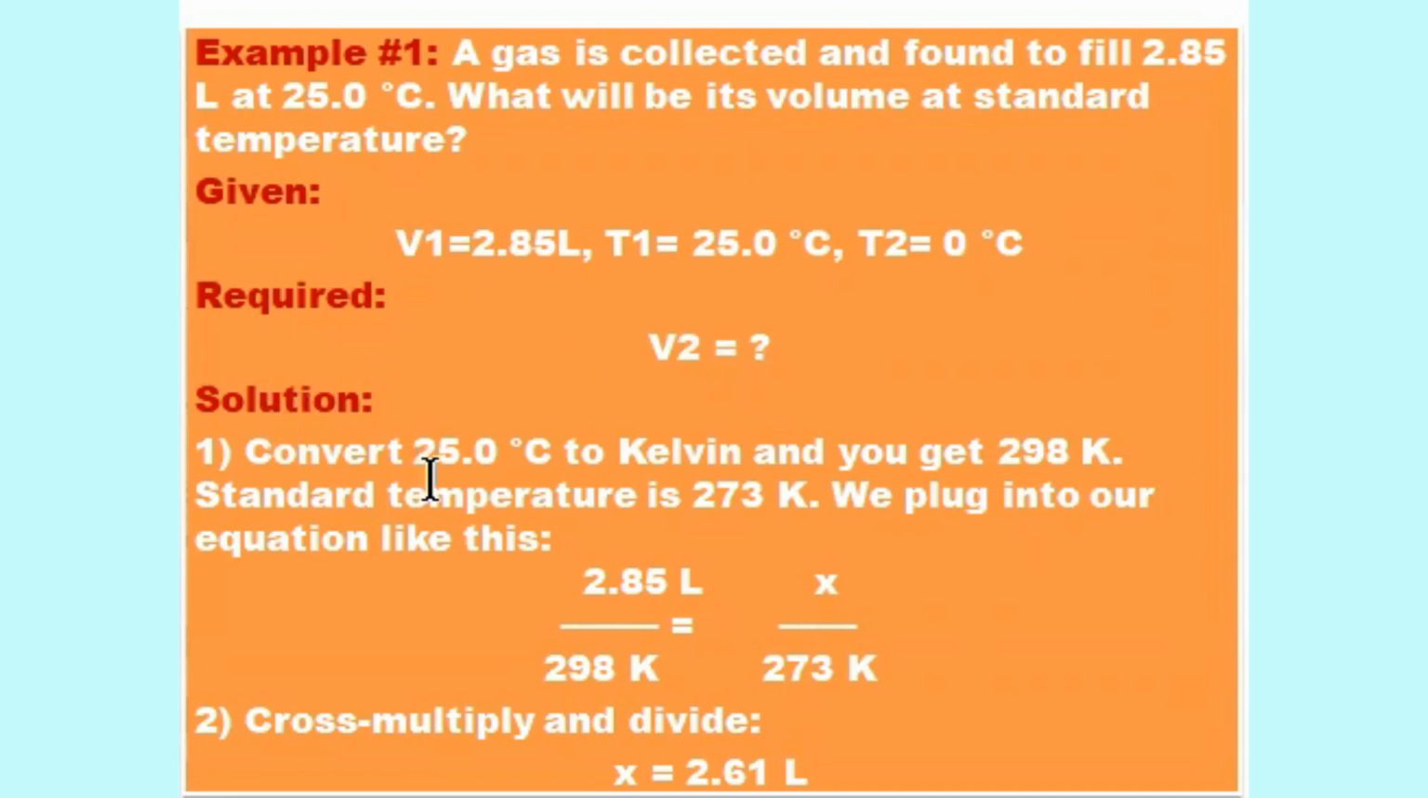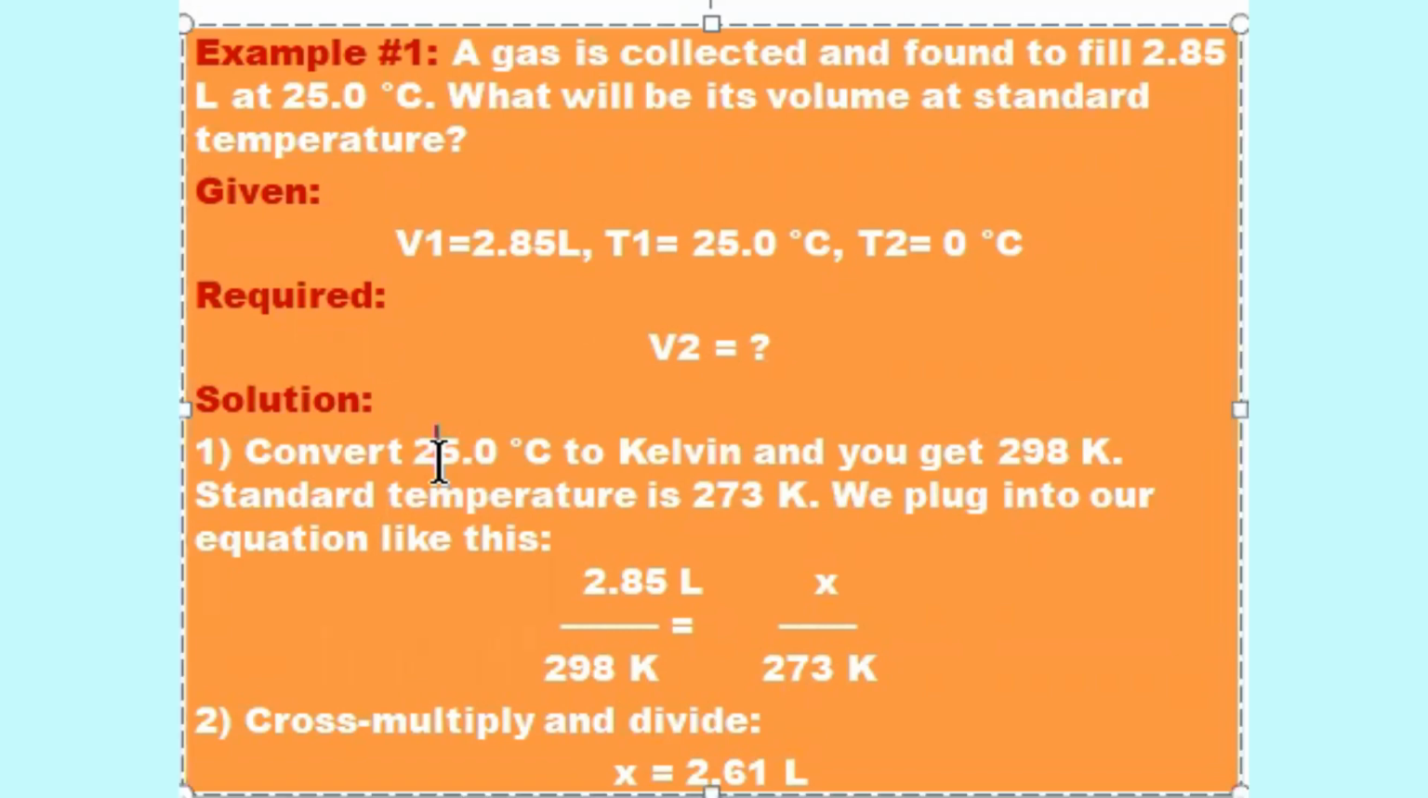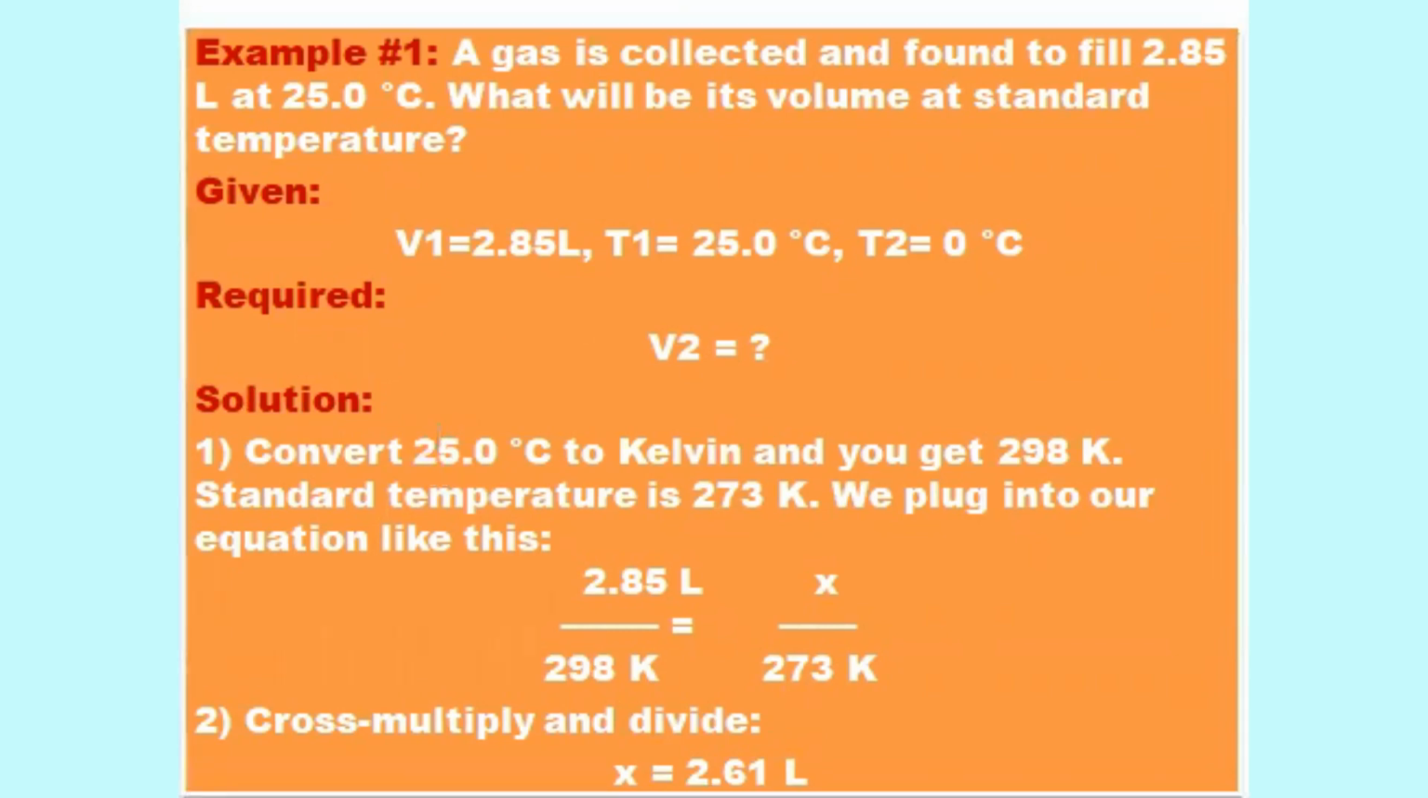Solution: first convert the Celsius temperature into Kelvin. All calculations in gas law must be done using the temperature in Kelvin scale. T1 is 25 degrees Celsius plus 273, which gives 298 Kelvin, and T2 is 0 degrees Celsius plus 273, which is 273 Kelvin.